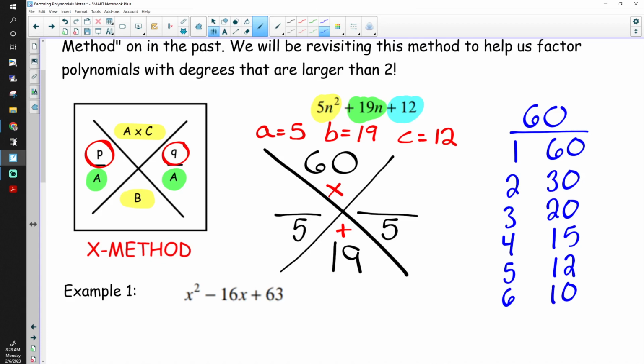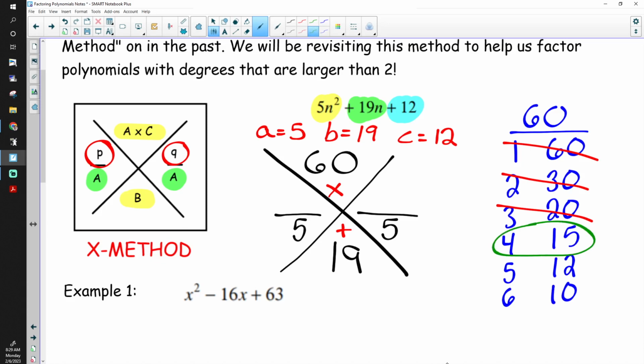Which means one of these ways has to add up to 19. So we're just trying to figure out, well, 1 plus 60 is 61. Can't be that. 2 plus 30 is 32. That's not adding up to 19. 3 plus 20 is 23. Until finally we get to 4 plus 15. What do I get when I add 4 and 15? Well, I get 19. So that's my winner.